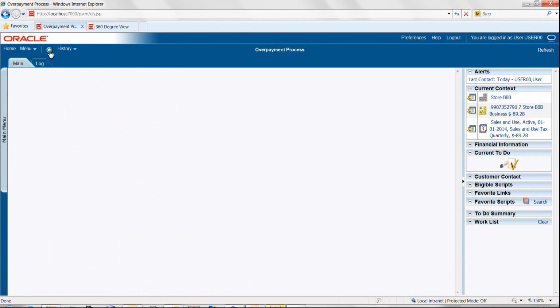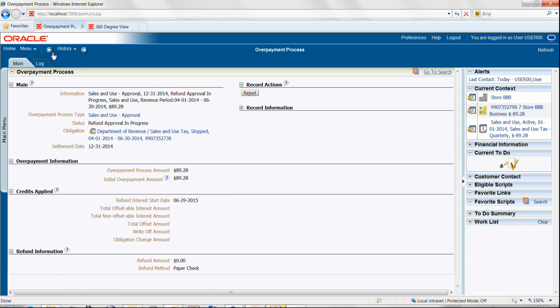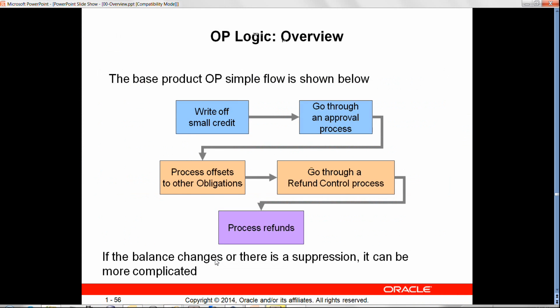However, there is another concept that needs to be dealt with, and that is something called a refund control. The status of the overpayment process is now refund approval in progress. And that's because we have to understand how the overpayment process works.